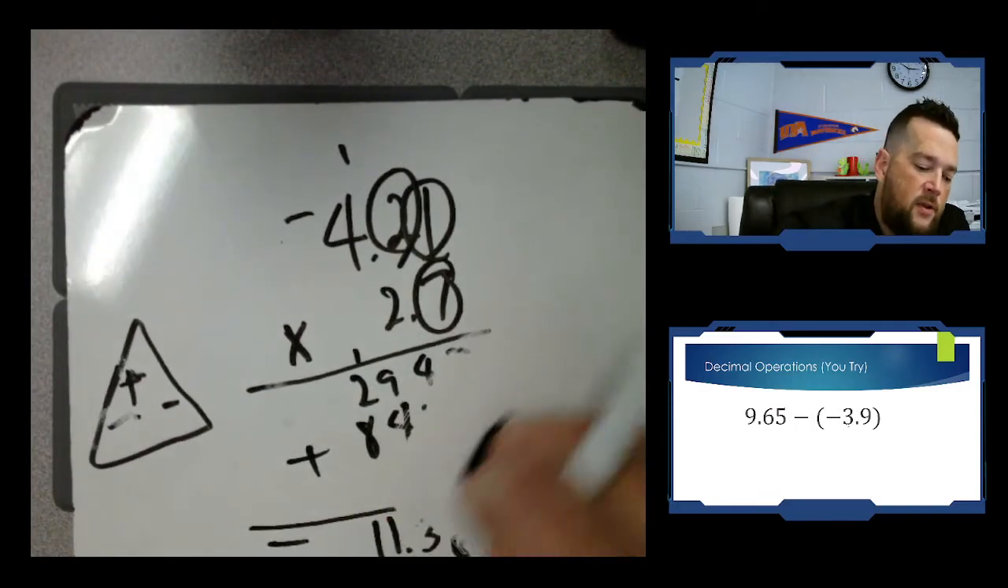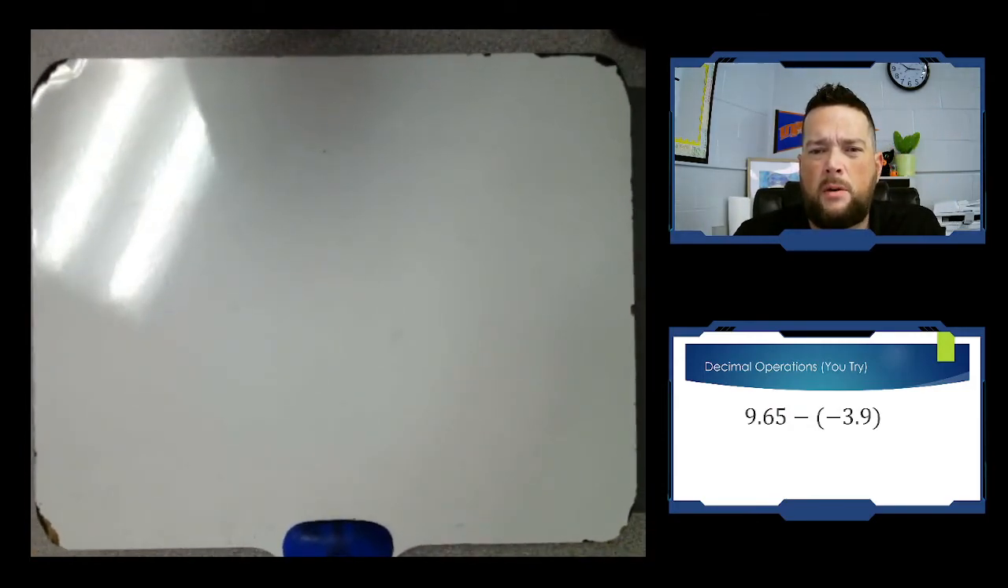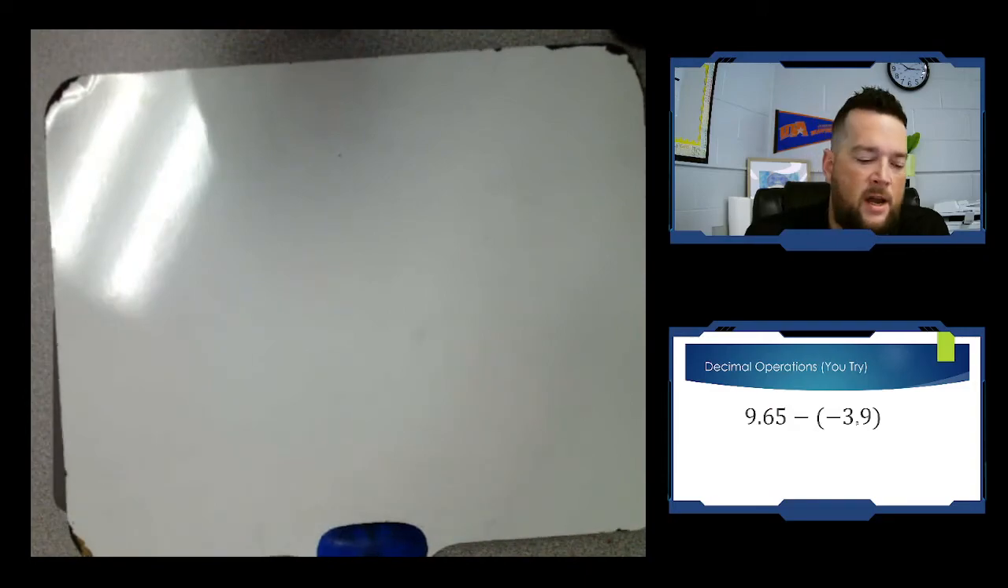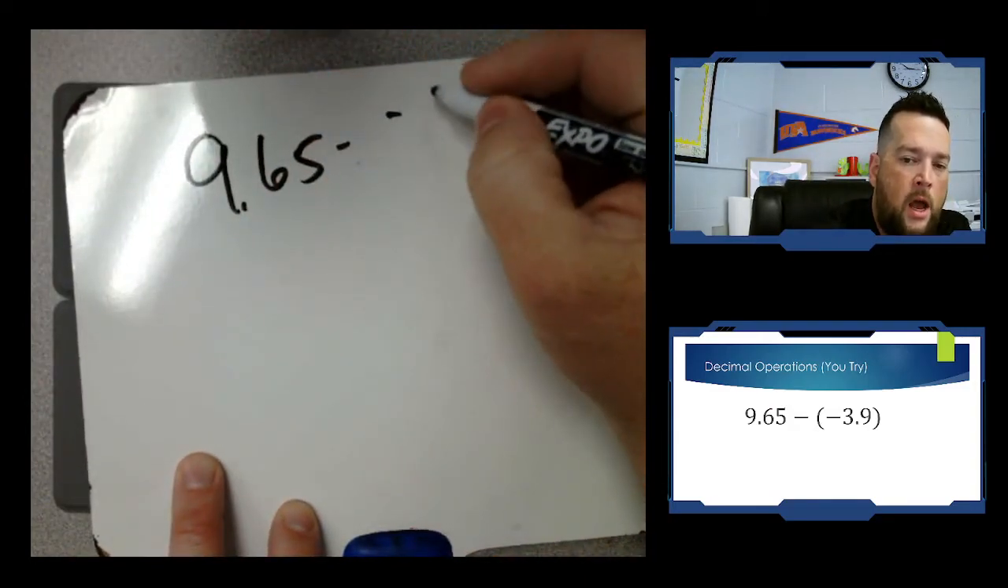All right, for the sake of time, I've got a class coming in right now, so let's just do this last one because you do have a subtraction of a negative, all right, and then we'll be done with this one. All right, so you can pause the video and you can try this.